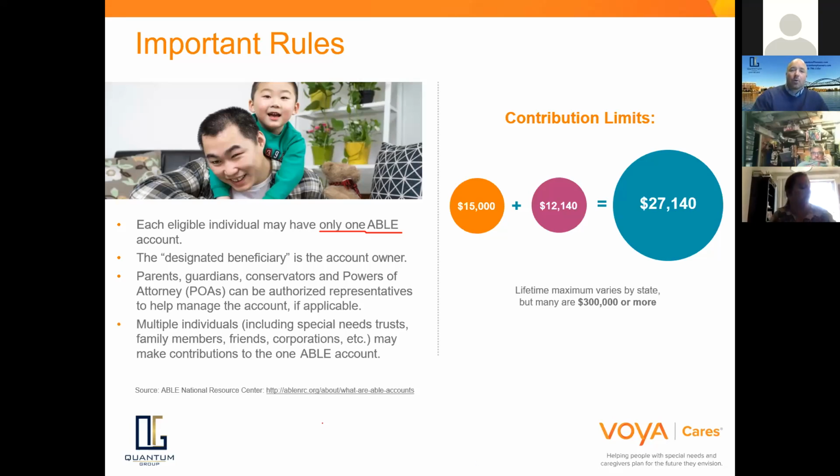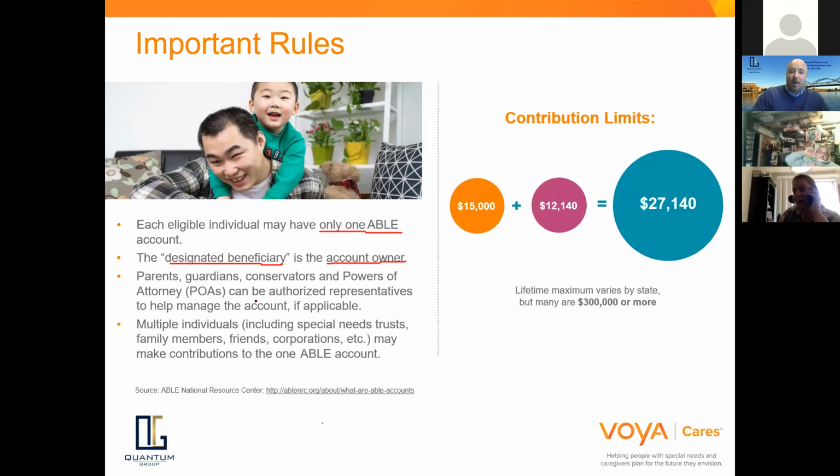The owner of the account is the beneficiary. And this is something that probably scares people a little bit because they say, I'm worried that if they're the account owner, it's going to affect their benefits. Well, that's the whole point of an ABLE account: it will not affect the benefits. It's not a countable asset. So the designated beneficiary, the person with a disability, is the owner of the account. And this is important later for estate planning, and some of the things we'll talk about when the beneficiary may pass away.